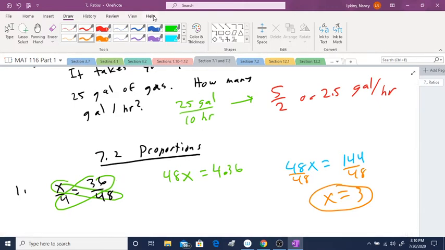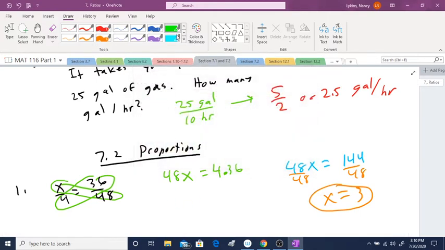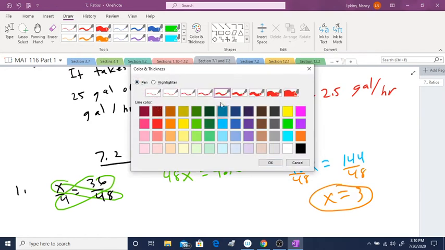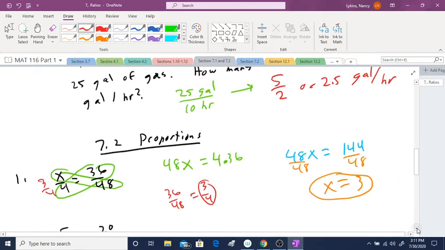Another cool way to check your work, in this case, not all of them work out this perfectly, but if you want to check your work, 36 over 48, I know 12 goes into 36 3 times, 12 goes into 48 4 times. Look at 3/4. If I put that 3 in for x, right here, that is 3/4. That is a true statement. They're equivalent. That's what proportions are.